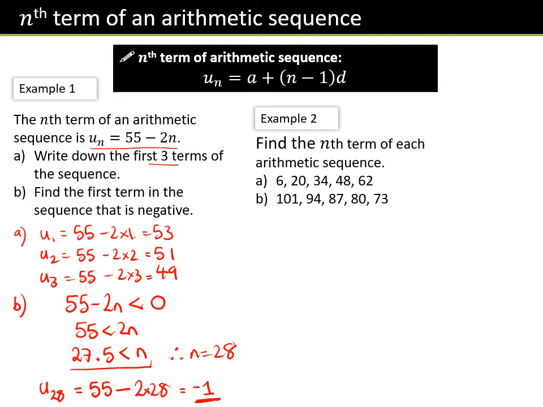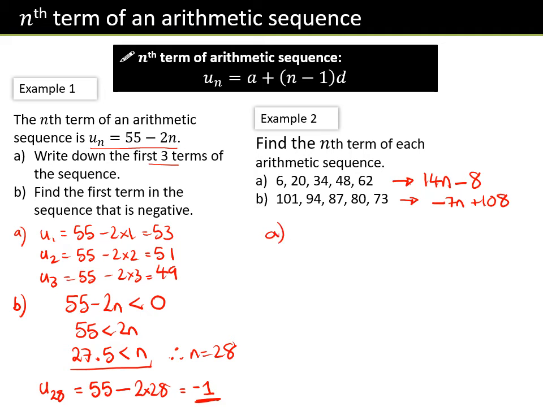Okay, in example 2, the nth term of each of these. Again, you can look at these and you can already do these, and that's absolutely fine. So we're adding 14 each time, so it's 14n, and we want to get to 6 for our first term, so it's minus 8. This one, we are subtracting 7 each time, so it's minus 7n, and then to get from minus 7 to 101, we're plus 108.